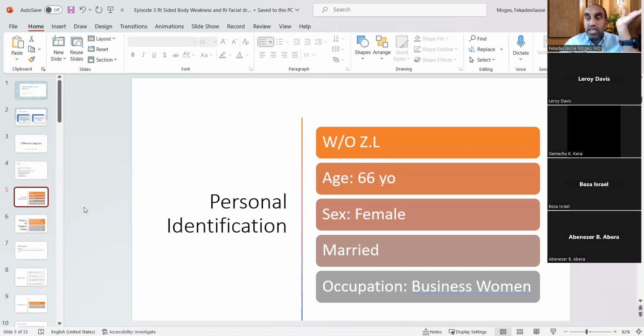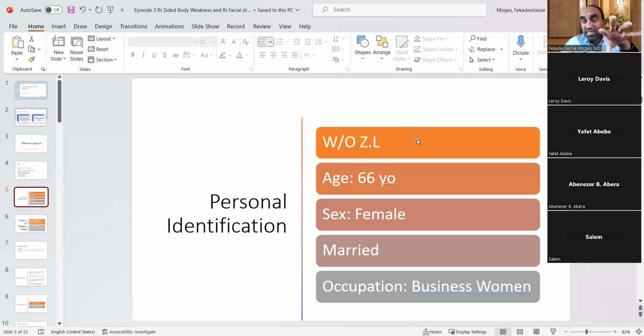She was just sitting in her shop, and she noticed right-sided body weakness. That happened about an hour ago. Does she have any abnormal body movement? There was no abnormal body movement. Was there loss of consciousness?